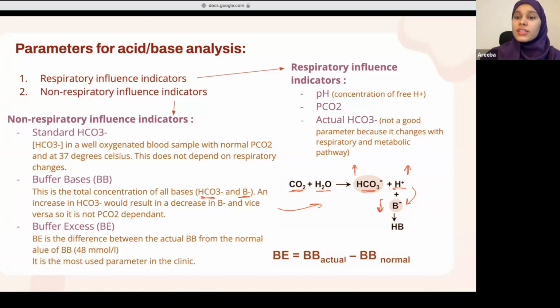Lastly, we have buffer excess, and this is what we use the most in clinics. It is the difference between the actual amount of buffer bases in the person's body minus the normal amount. So you would have a certain value minus the normal, which is usually 48. And we use that as the most common indicator.